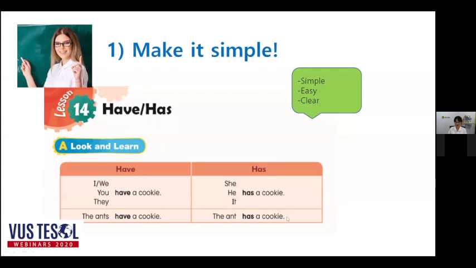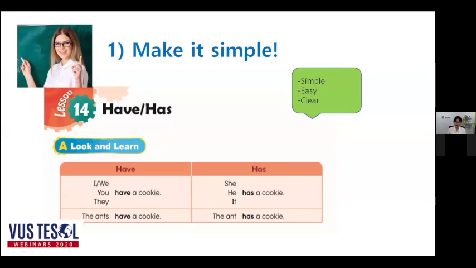Have, has. So when do you use have? I, we, you, they. Have a cookie. Easy. But for has, it's different, right? You can compare the difference. Have, has. So when do you use has? She, he, it has a cookie. So without much explanation, you can see the difference, right? You can see when to use have and when to use has just by looking at this chart.